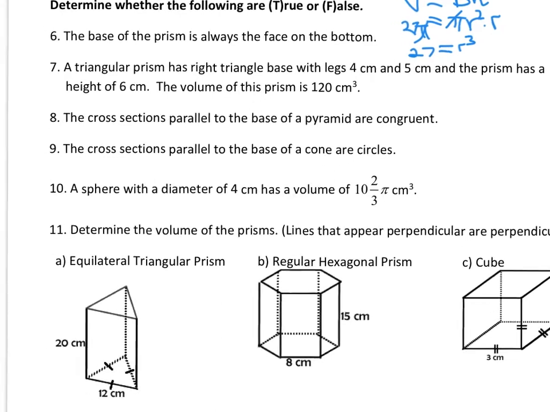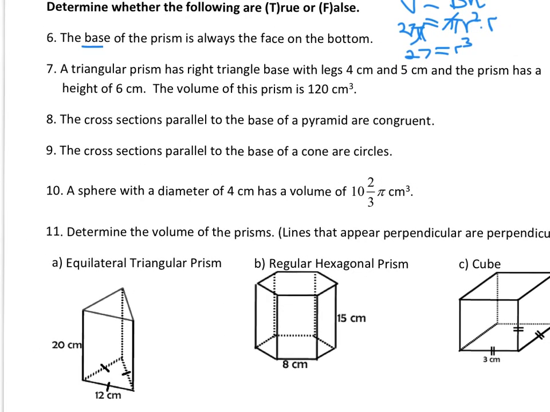Number 6, the base is always on the bottom. That is false, because the prism can be oriented in whatever way. The base is always the section which has a constant cross-section, or congruent slices throughout.